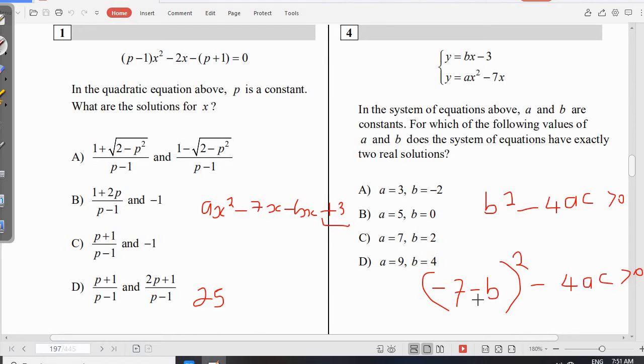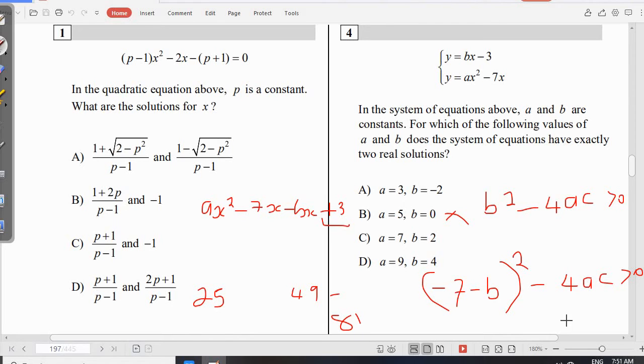Let's check this other one. We have 5 here as a, and then we have b as 0. So if b is 0, minus 7 minus 0 is gone, so it's minus 7 squared. That's 49. 49 minus 4ac, where a is 5. 4 times 5 is 40. 40 times 3 is already more than 49. So this is not the answer either. Let's try the next one. Minus 7 minus 2 is minus 9. Minus 9 squared is 81.